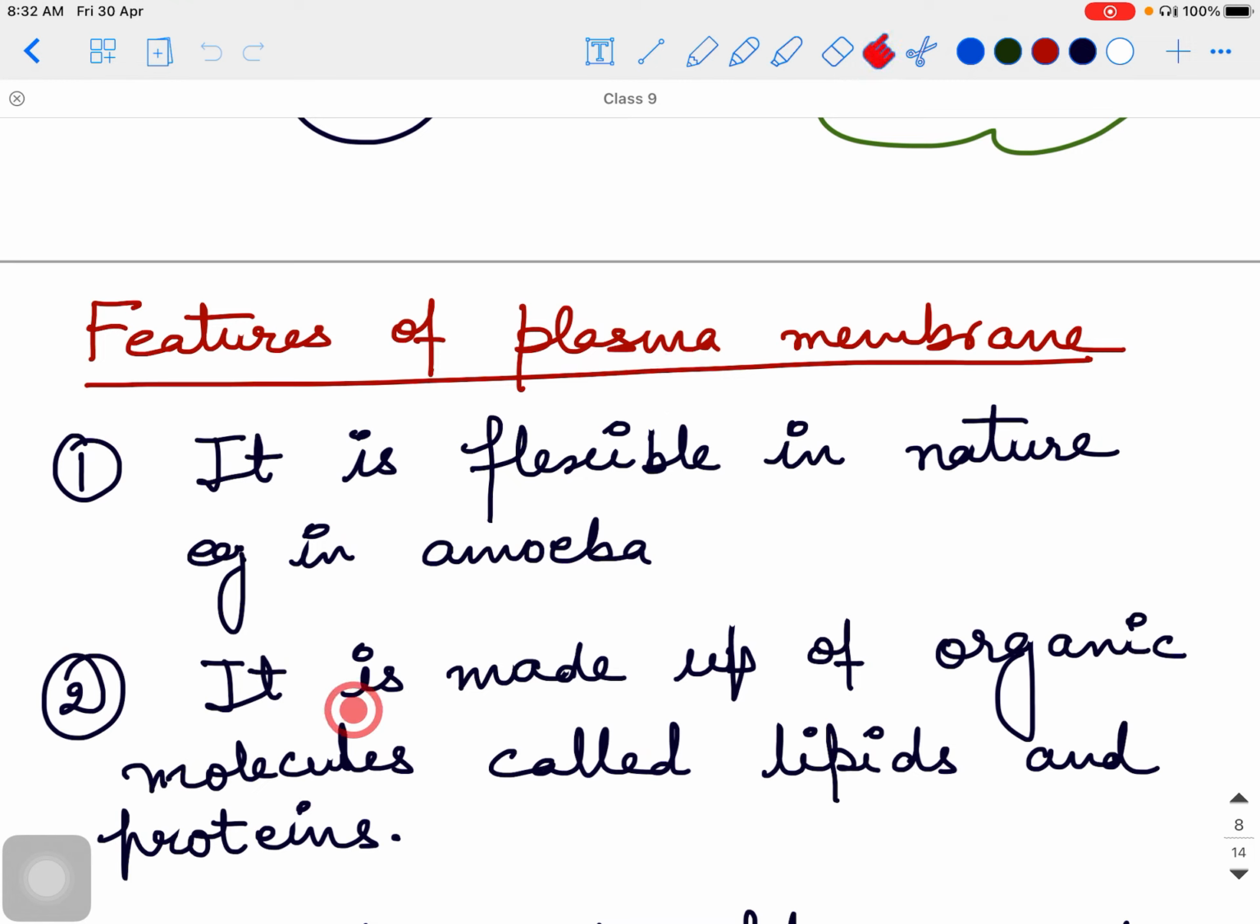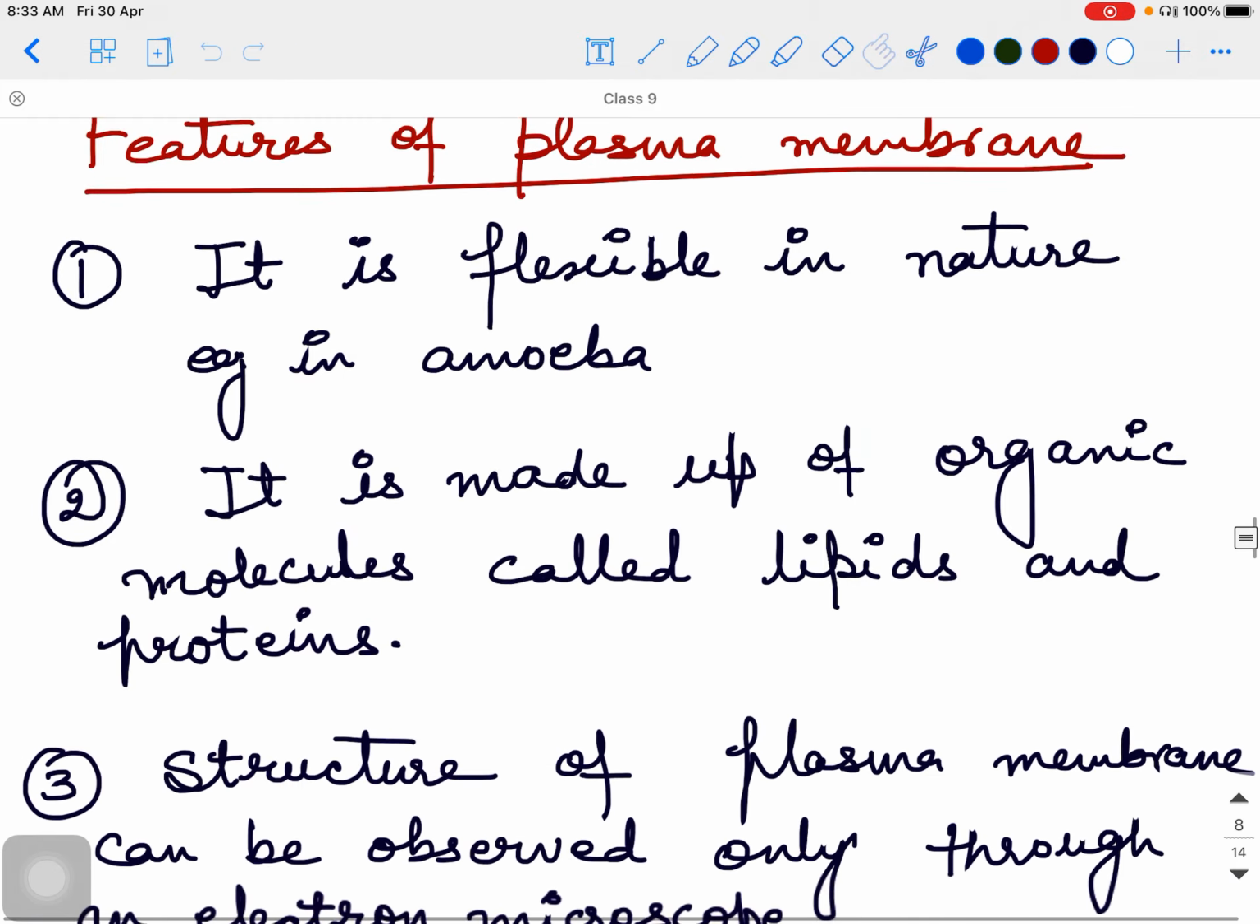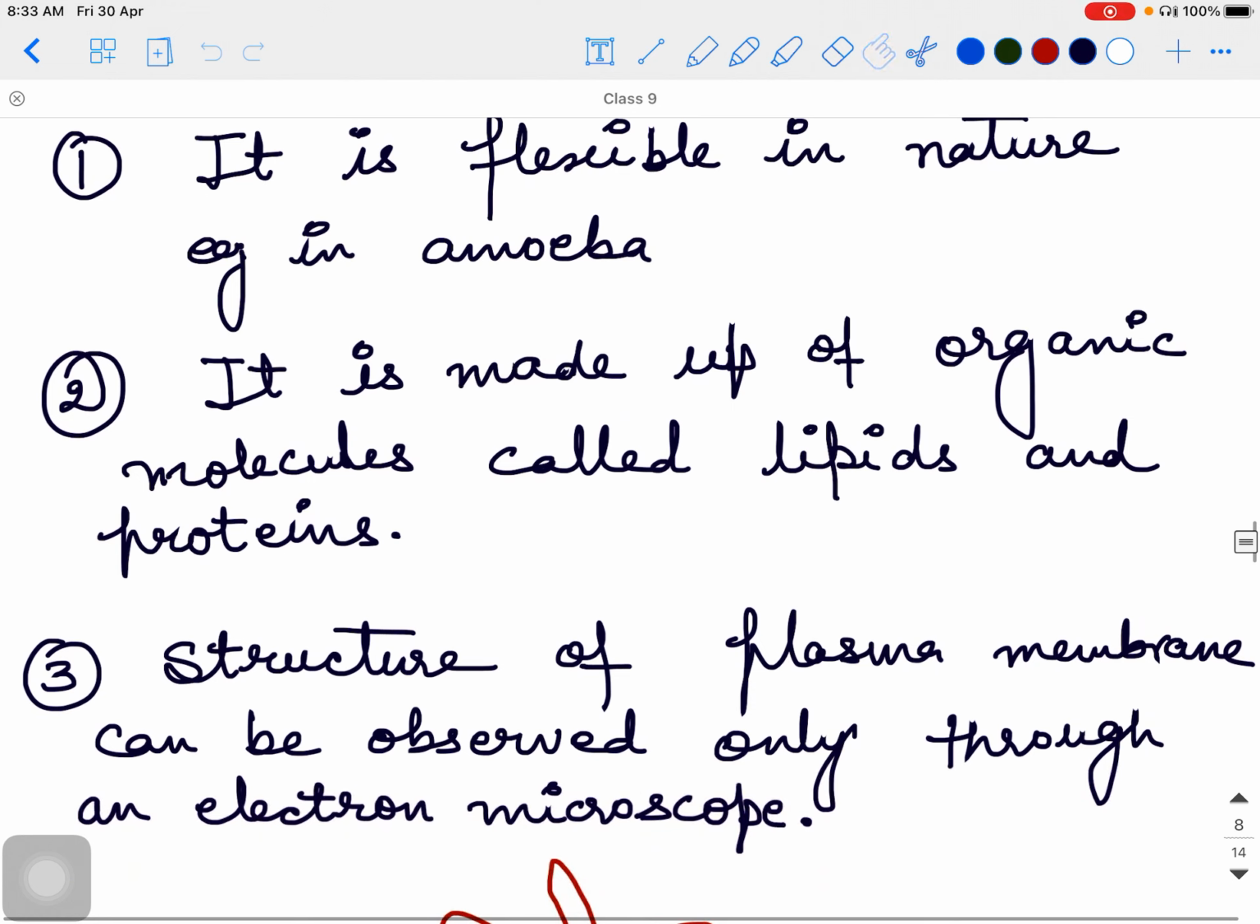Next point is plasma membrane is made up of organic molecules called lipids and proteins. So all of us know about proteins and fats. Fats are known as lipids. So we are familiar with these two organic molecules, and a plasma membrane is made up of these lipids and proteins.